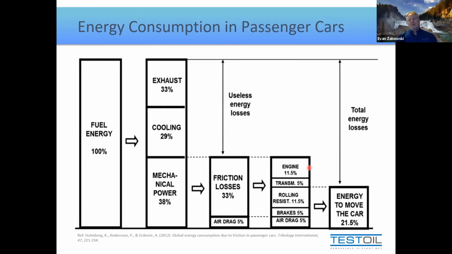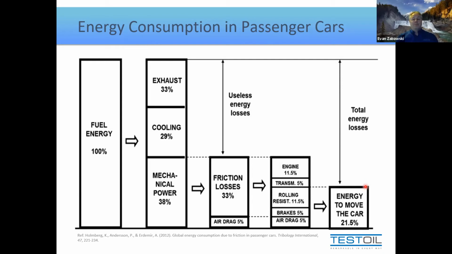So knowing that that's where a lot of our friction comes from, looking at this chart here, what if you could get out of this section here, out of the engine, what if you could get a percent or two of that back, right? When you look at the overall energy you got out of the fuel to get that car in motion, if you could get a couple percent out of the engine, like reduce that friction by just 2%, that's almost a 10% increase in the amount of power to the wheels. You know, playing with the math here a little bit.